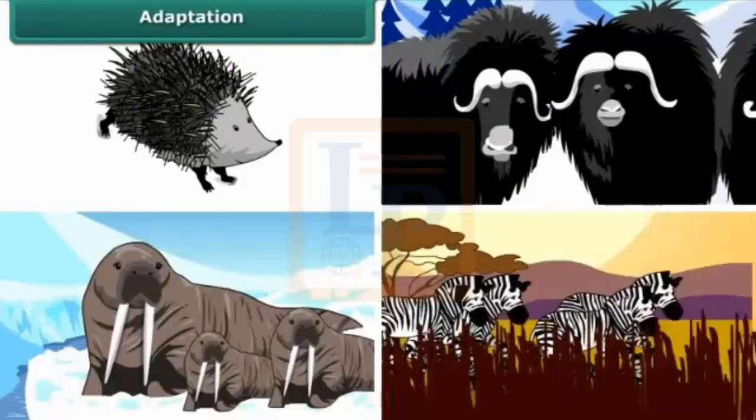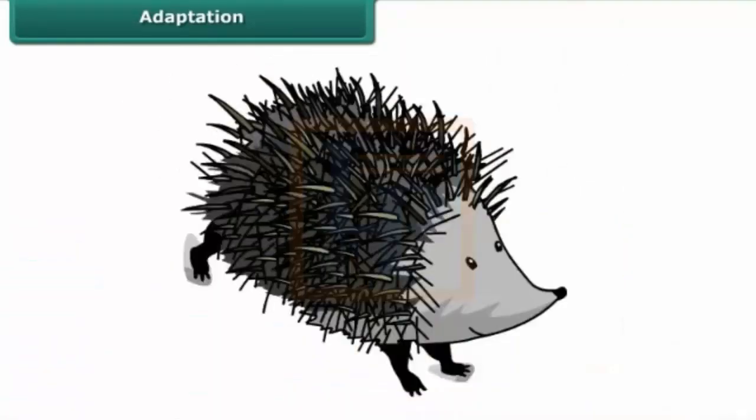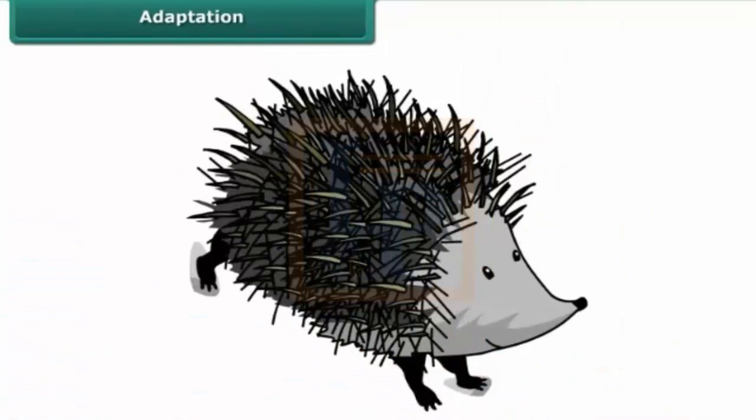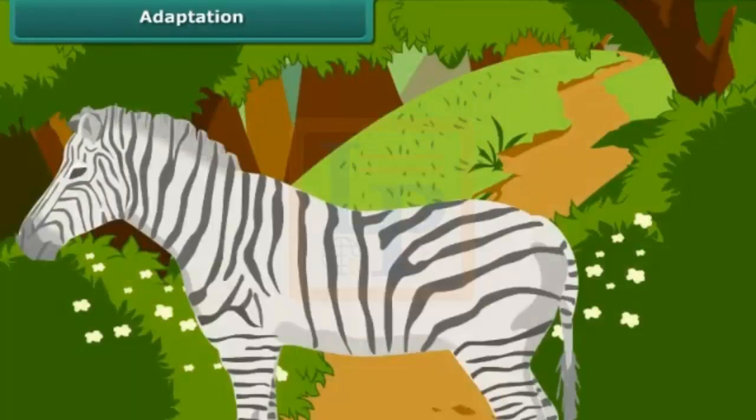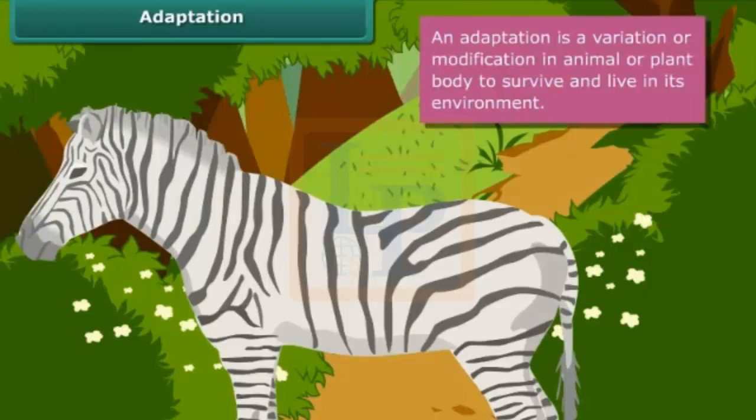Animals like porcupine, yak, seal and zebra have different types of physical features to survive and live in the surroundings. Porcupine has needle-shaped quills, yak has thick fur, and zebra has striped skin which can be easily mistaken for bushes. These specific features are known as adaptations. An adaptation is a variation or modification in an animal or plant body to survive and live in its environment.